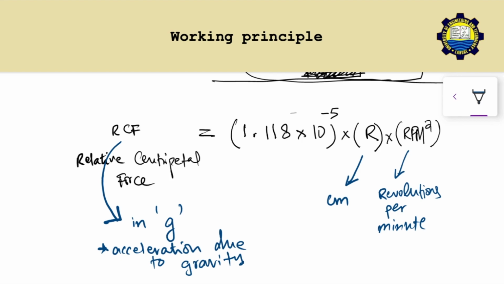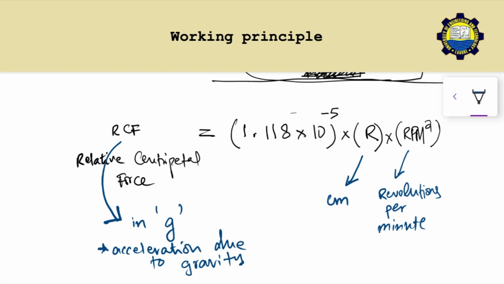And it equals 1.118 × 10^-5 times r, which is the radius, from the center of the rotational axis of the rotor to the center of the tube, in centimeters, multiplied by the square of the revolutions per minute, RPM, which is the number of revolutions the rotor makes in 1 minute. The relative centripetal force is measured in g. Since it's relative, it's normalized with respect to the acceleration due to gravity, so it's always in g.